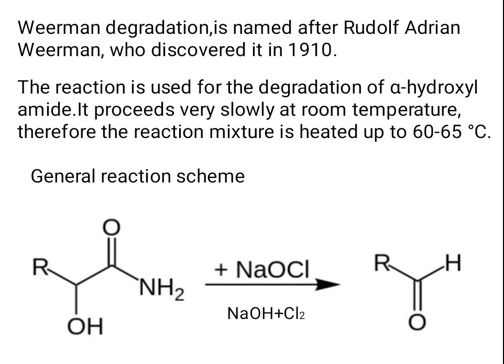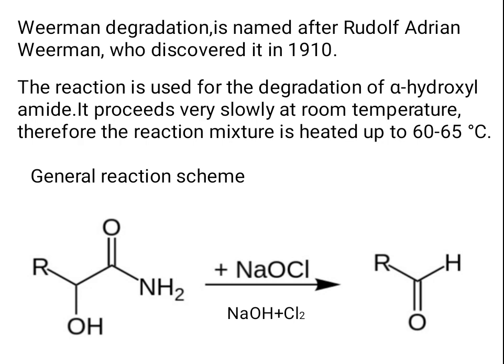Wiedemann degradation. Wiedemann degradation is named after Rudolf Adrian Wiedemann, who discovered it in 1910. The reaction is used for the degradation of alpha hydroxylamide. It proceeds very slowly at room temperature. Therefore, the reaction mixture is heated up to 60 to 65 degrees centigrade.